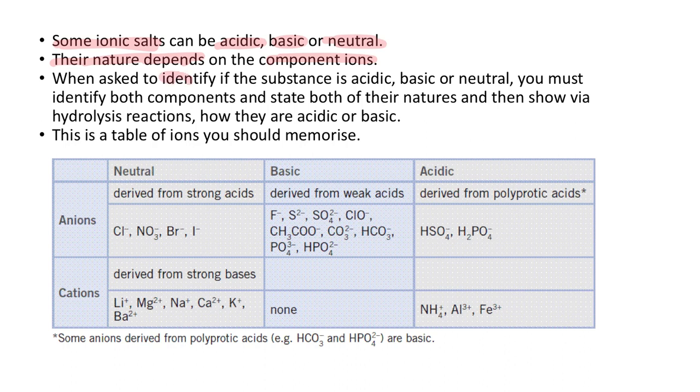So when asked to identify if an ionic salt is acidic, basic, or neutral, you must identify both components. You say, well, this is the cation, this is the anion. Then you state both of their natures, whether one is neutral and one is acidic, or one is acidic and the other is neutral. Then show via a hydrolysis reaction if they are acidic or basic. And then ideally you would memorize this table. Here we have a table that you should go memorize. I think I'm having this in the booklet so you don't have to copy it down, but that's the idea.